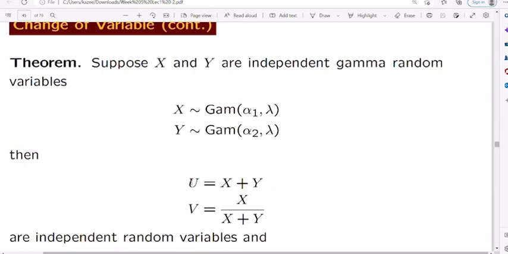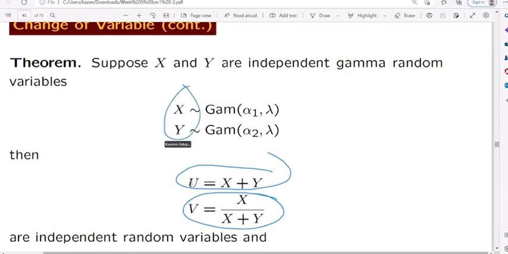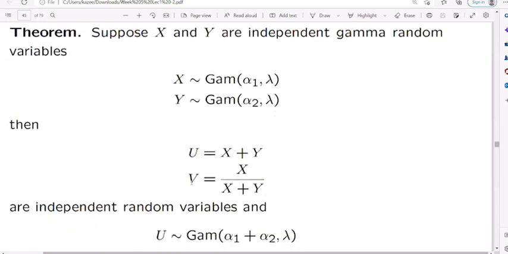So I'm seeking to get a new variable V, but I actually create an artificial variable U. Why am I doing that? Because I can't go from two variables X and Y to just V. I can only go from two variables X and Y to another set of two variables. And at the end of the day, I'm going to integrate out the artificial one that I created, which is this guy here. I just wanted you to take note of that.